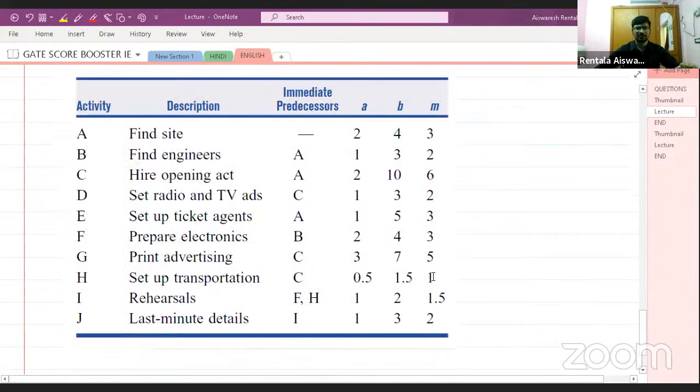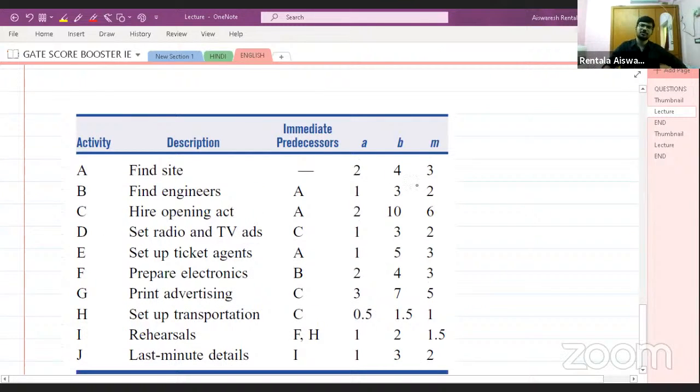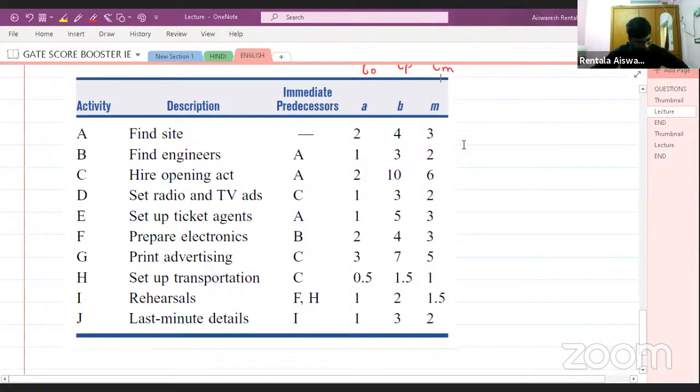So this is the project which is given. Activities are given, description is given, immediate predecessors are given, and A, B, M. So this notation you have to remember, this is a screenshot from a textbook. Generally this notation will be followed. It is t0, optimistic time, pessimistic time, and most likely time. Okay. So sometimes it may happen that without giving the names, optimistic time, pessimistic time, they may give this notation also. So you should know these are the two different types of notations which they use in the examination.